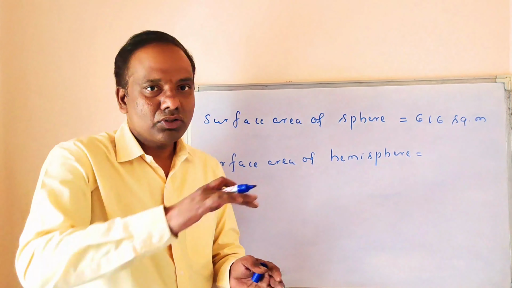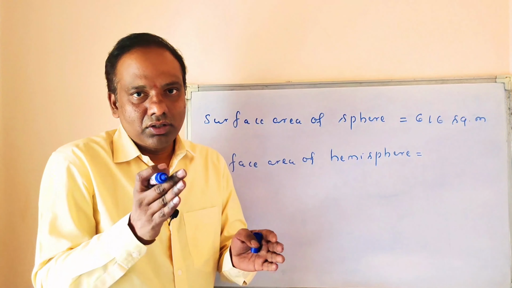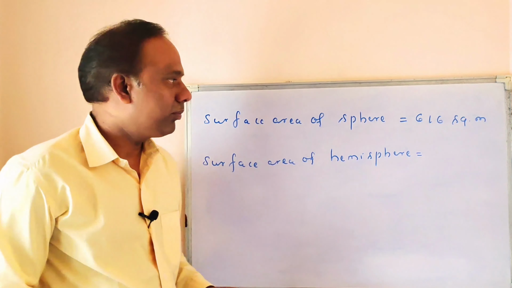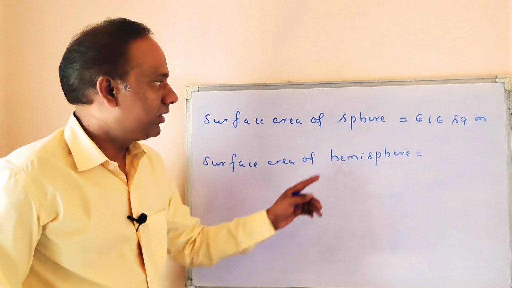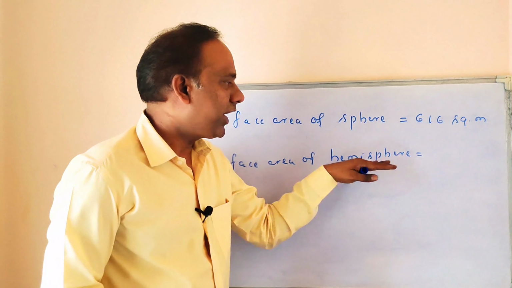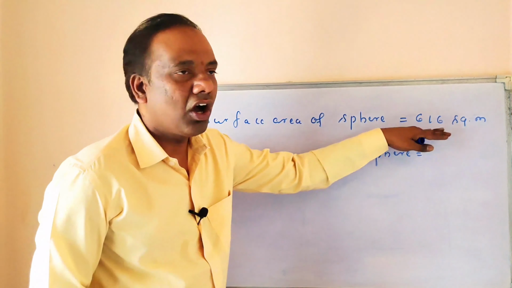Actually, half of the sphere is called a hemisphere. That means half part only. Here sphere is equal to 616 now. So the surface area of a hemisphere means half part of this. That means 616 divided by 2. That means 308 square meters. So that is the answer.